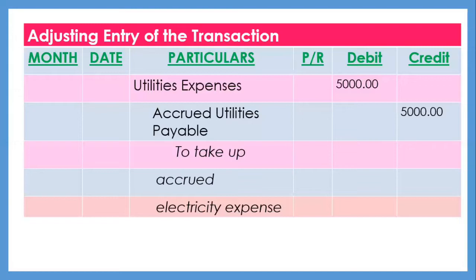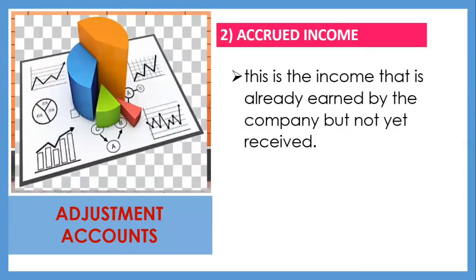Now moving on to another adjustment account, we have here accrued income. Now this is the income that is already earned by the company but not yet received. An ideal example of accrued income is the interest earned by the company from its time deposit account. Now in order for us to better understand this, let us have an example.